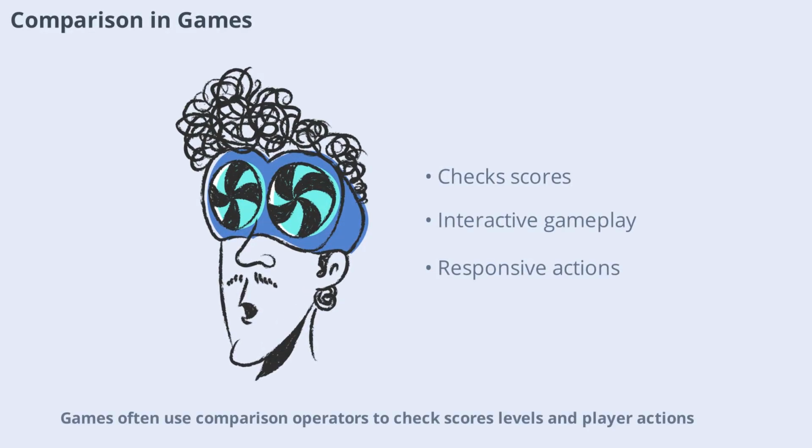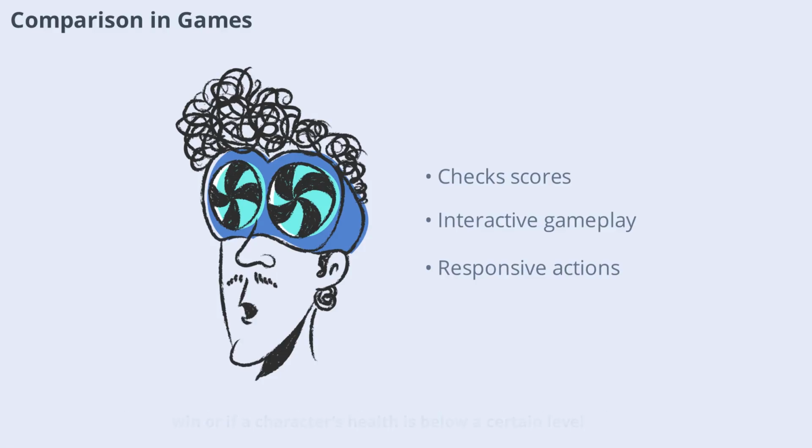Games often use comparison operators to check scores, levels, and player actions. For example, you might check if a player's score is high enough to win or if a character's health is below a certain level. These operators make games interactive and responsive to player input.